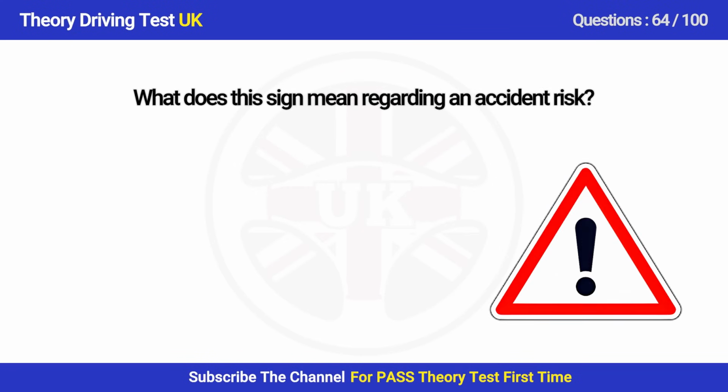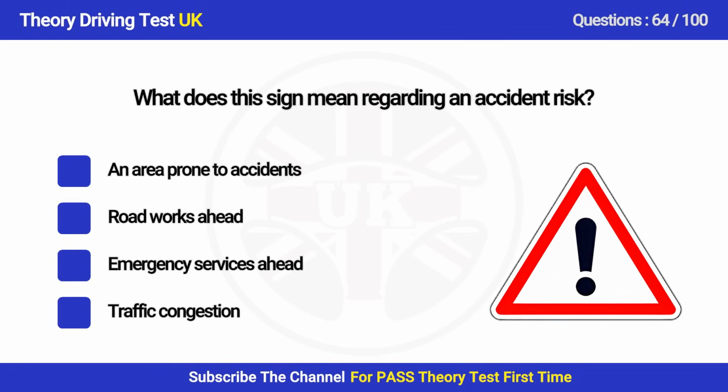Question 64. What does this sign mean regarding an accident risk? A. An area prone to accidents. B. Roadworks ahead. C. Emergency services ahead. D. Traffic congestion.